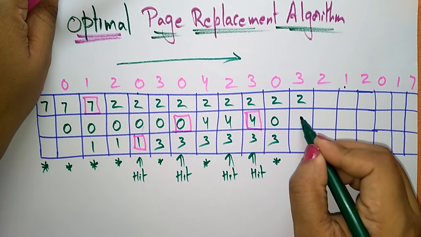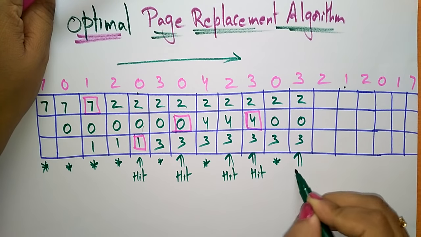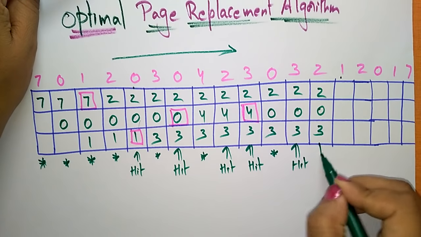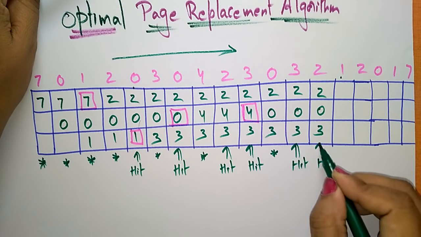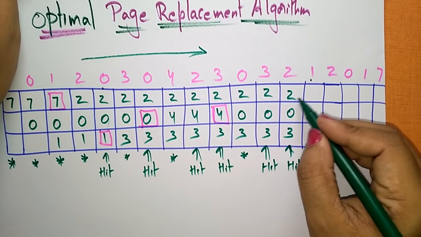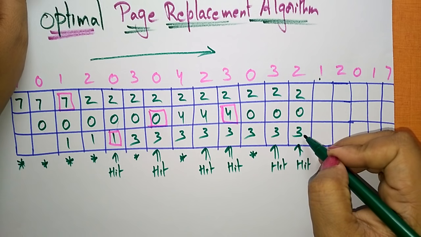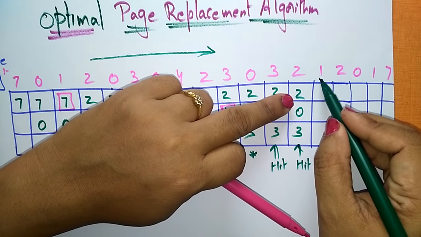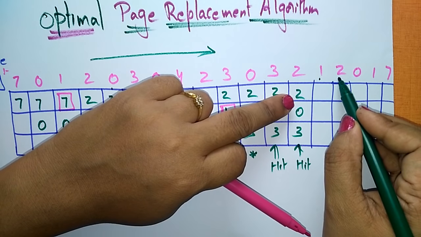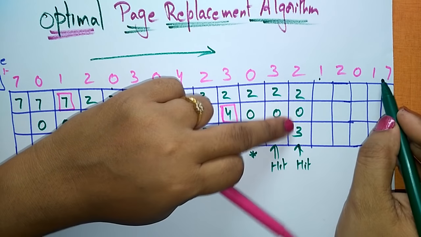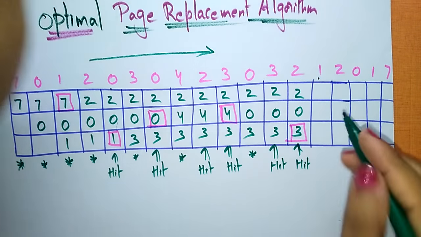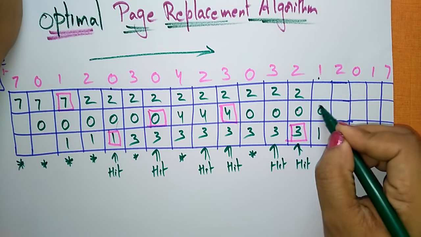So 3 is already present. Hit. 2 is already present in the main memory. So this is also a hit. Next coming to 1. 1 is not present in the main memory. So I have to replace a page. Which page do I have to replace? After 1, I'm using 2. Okay. Next is 0. So 3 is not needed here. So just replace the 3. In place of 3, I'm writing 1, 0, 2.